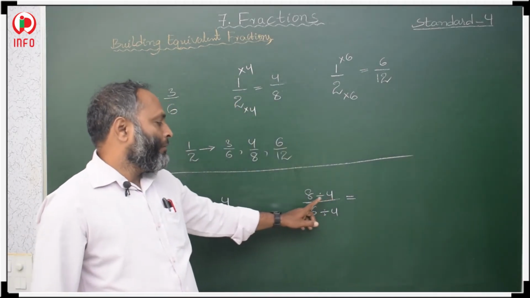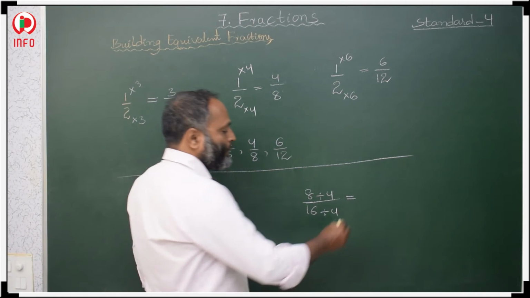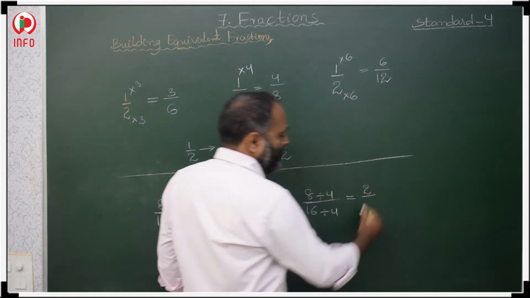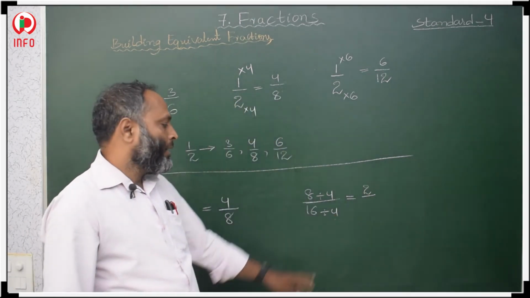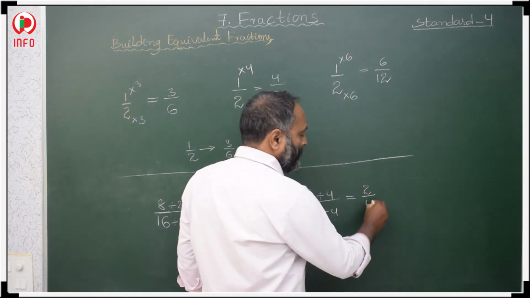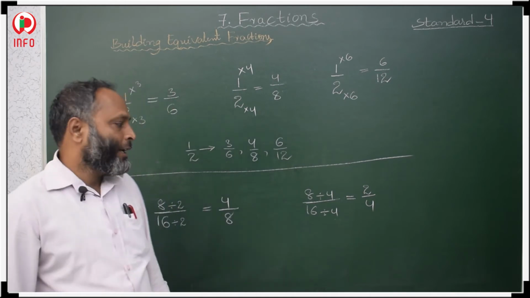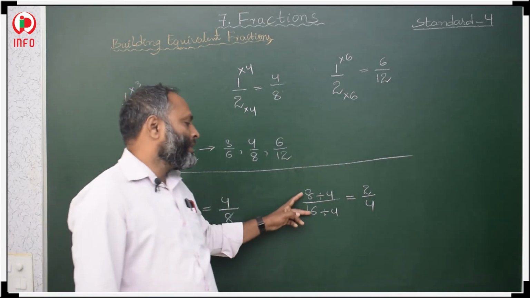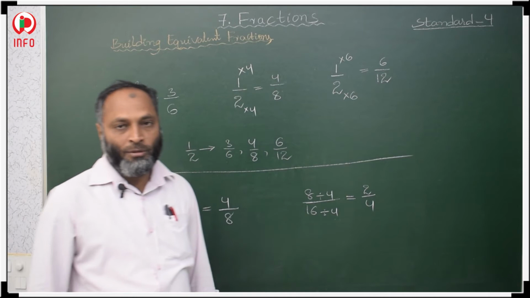In the 4 table, when you get 8, 4 2s are 8. In the 4 table, when you get 16, 4 4s are 16. So it is 2 by 4. It means the equivalent fraction of 8 by 16 is 2 by 4.